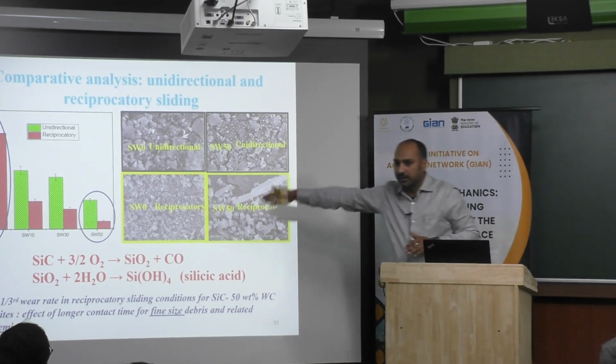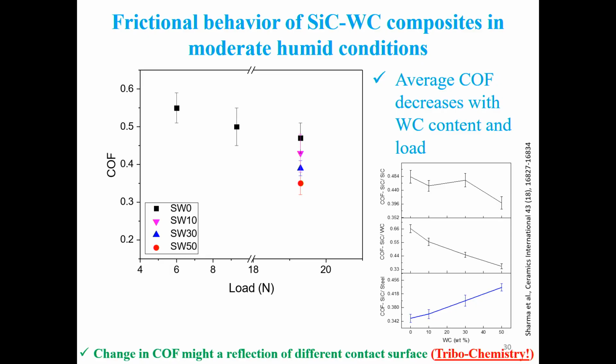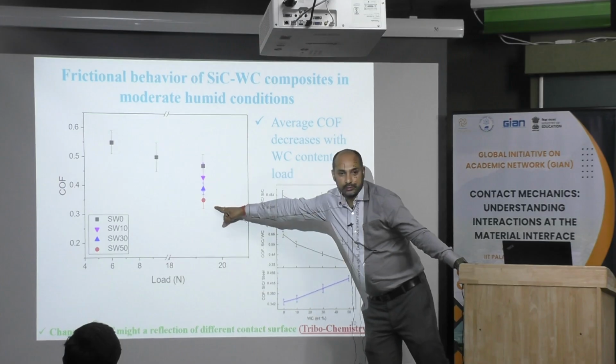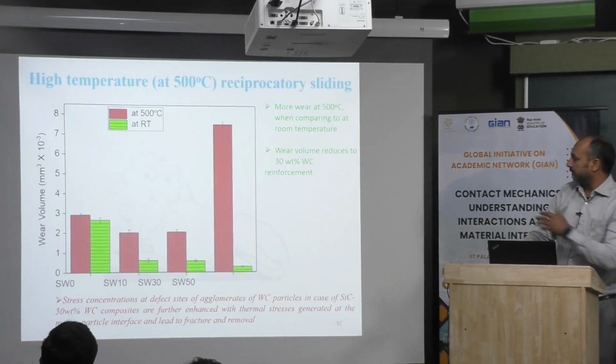Now they are reducing the load, as well as, if you see, the friction. Friction is decreasing from SW0 to SW50. So it is decreasing friction as well as wear once we are forming this cylindrical debris.